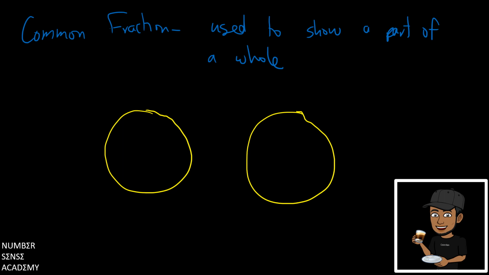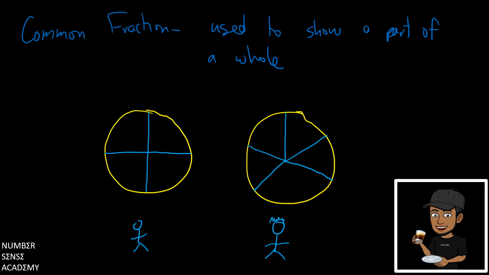So this is me. I'm going to split my pie up in four pieces. Same pie, same size. I just choose to split it in four pieces. My friend, on the other hand, is going to choose to split his pie up in six pieces. So his pie is split up in six pieces. Mine is split up in four pieces. Same whole, just different parts.